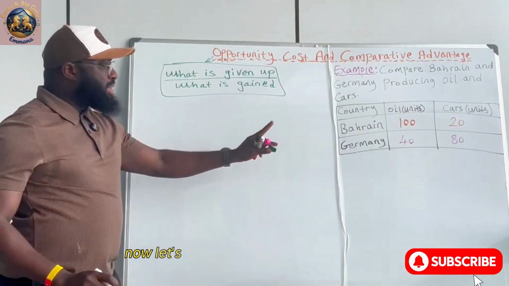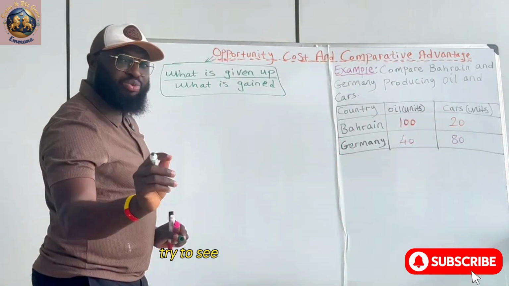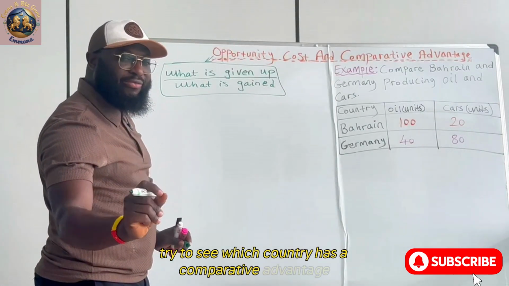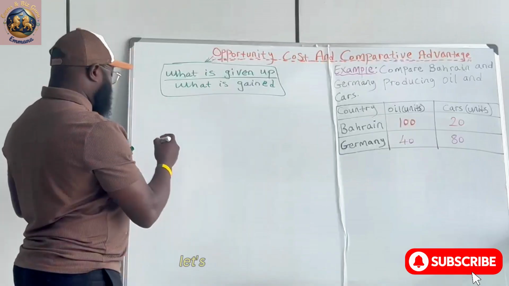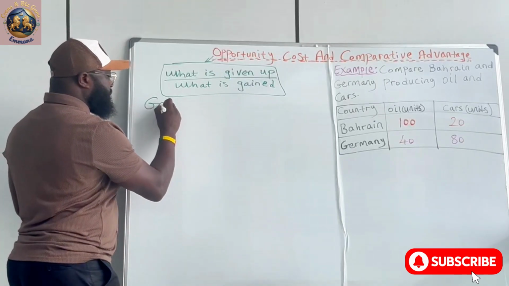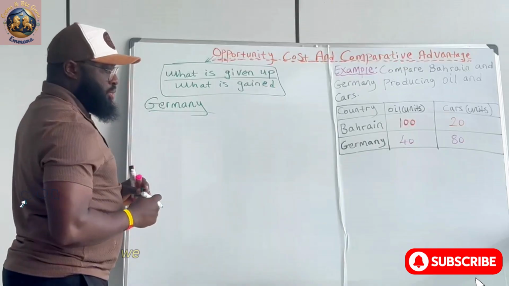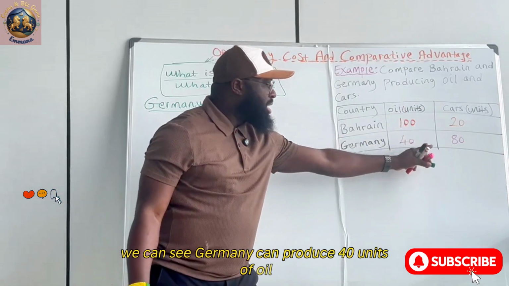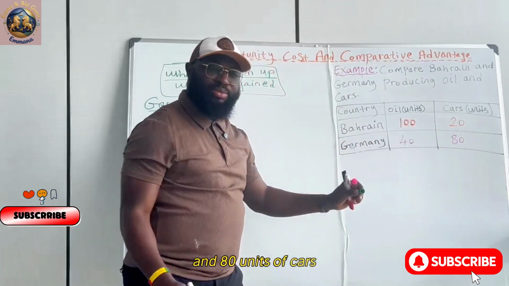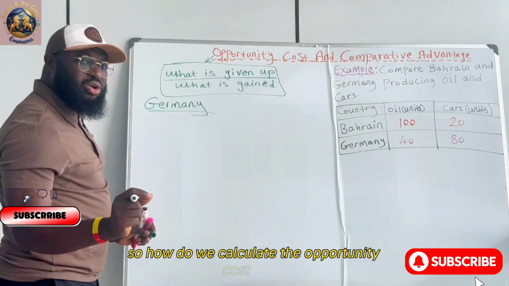Now, let's try to calculate the opportunity cost for Bahrain and Germany and try to see which country has a comparative advantage in the production of oil and the production of cars. Let's start with Germany. We can see Germany can produce 40 units of oil and 80 units of cars. So, how do we calculate the opportunity cost of oil?